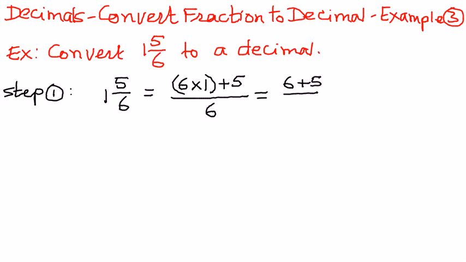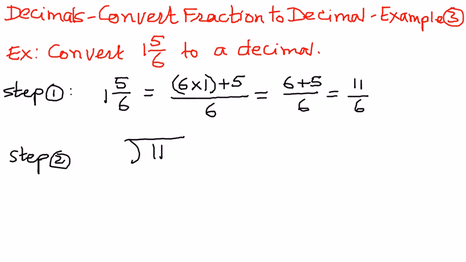We are simplifying this, the first step here. Therefore 6 plus 5 is 11, divided by 6. Whenever the numerator is larger than the denominator, we call those types of fractions improper fractions. So now we are ready to perform the division. We take 11 and divide that by 6.